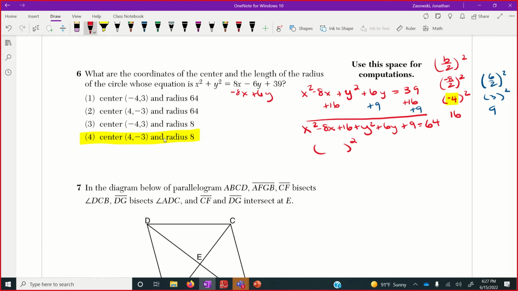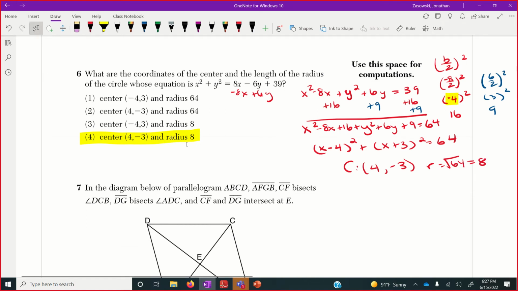Remember that number that was in the parentheses before we squared it is going inside. That's the b over 2 part. Plus, what do we do with the y's? So remember our amigo over here is 3, so x plus 3 squared is equal to 64. And then remember when we read the equation, we change the signs. So the center is the point positive 4, because it was negative, so we change it, and then negative 3. And then the radius is equal to the square root of 64, and that's 8.